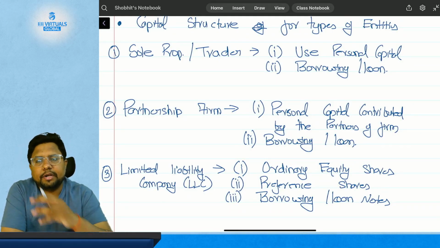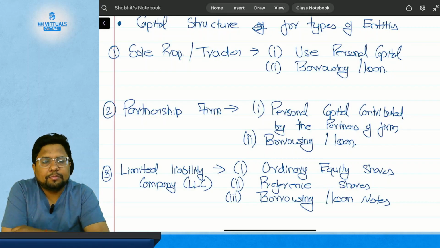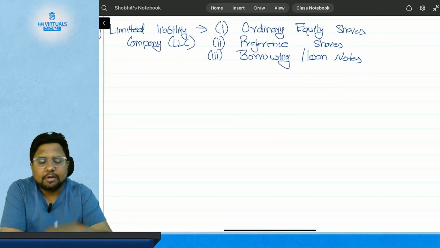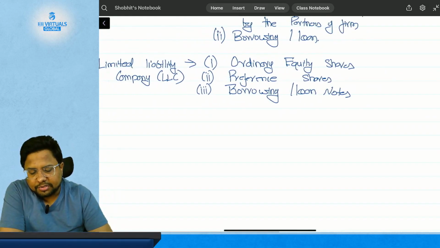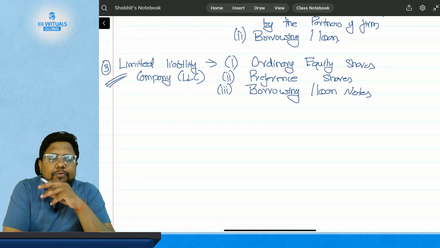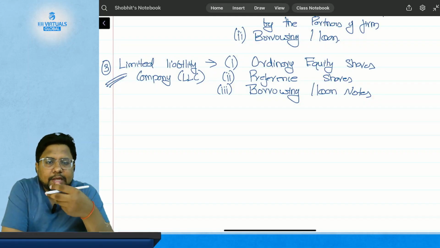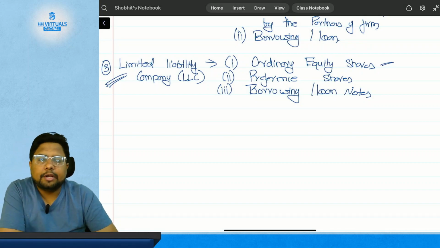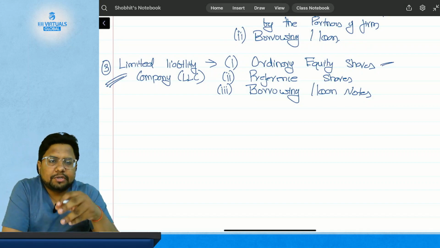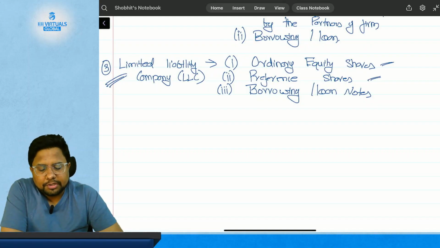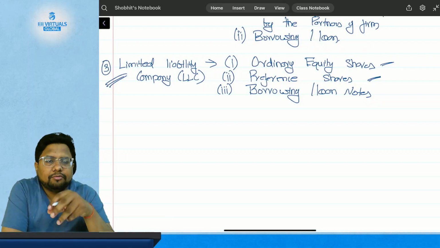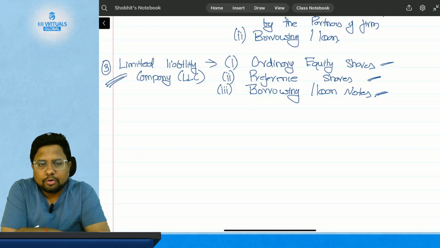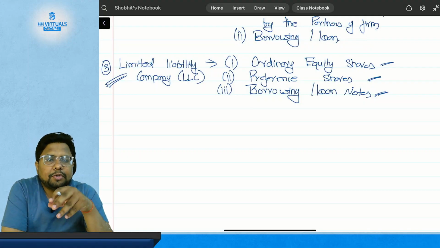Then we need to understand the topics in our chapter number 13. This chapter focuses mainly on the capital structure of the limited liability company, where we need to understand ordinary equity share in detail: the meaning, the features, and the accounting treatment. Then we also need to understand the preference share in detail, with its meaning, features, and accounting treatment. In the same way, we need to understand borrowings or loan notes. So these are the topics we need to understand.